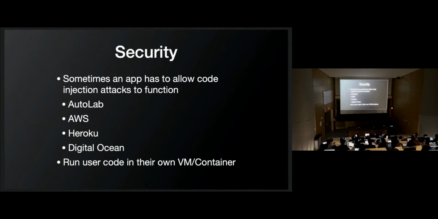However, there are apps that have to do this. This is how Autolab works. You submit code. Autolab's purpose in life is to accept code injection attacks, run that code, and then give some information about that code. AWS, Heroku, DigitalOcean, any of these cloud platforms, cloud services, they all have to accept code and run that code. So how can they do this securely without just destroying everything? Well, we run your code inside a virtual machine. We run it in a VM.